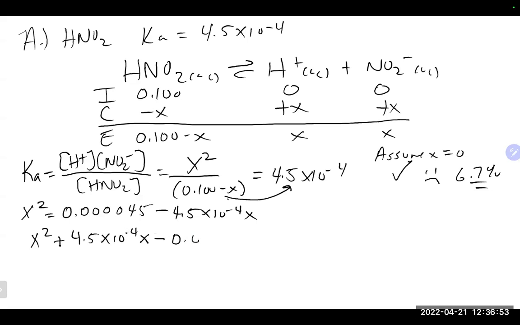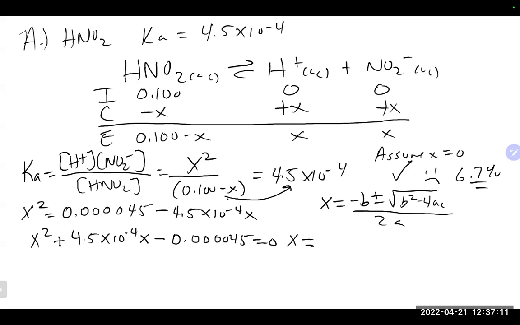minus 0.000045 equals 0. That goes into x equals minus b plus or minus the square root of b squared minus 4ac, divided by 2a. Putting our values in gives us x equals minus 4.5 times 10 to the minus 4, plus or minus the square root, once you get all the numbers in there, of 0.000182, which if you square rooted it, should get you to about 0.0134, in that ballpark.